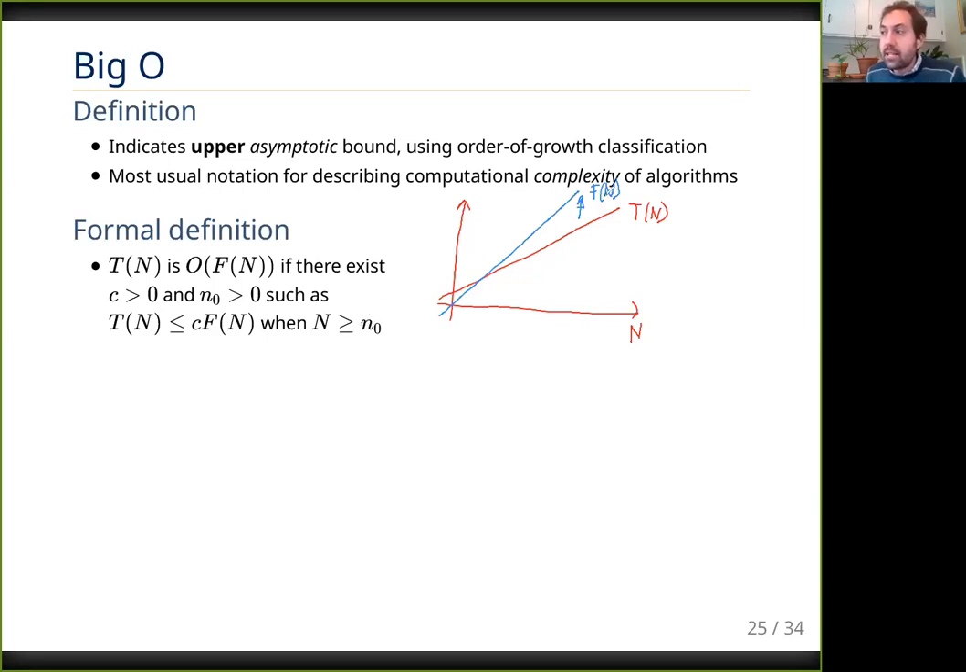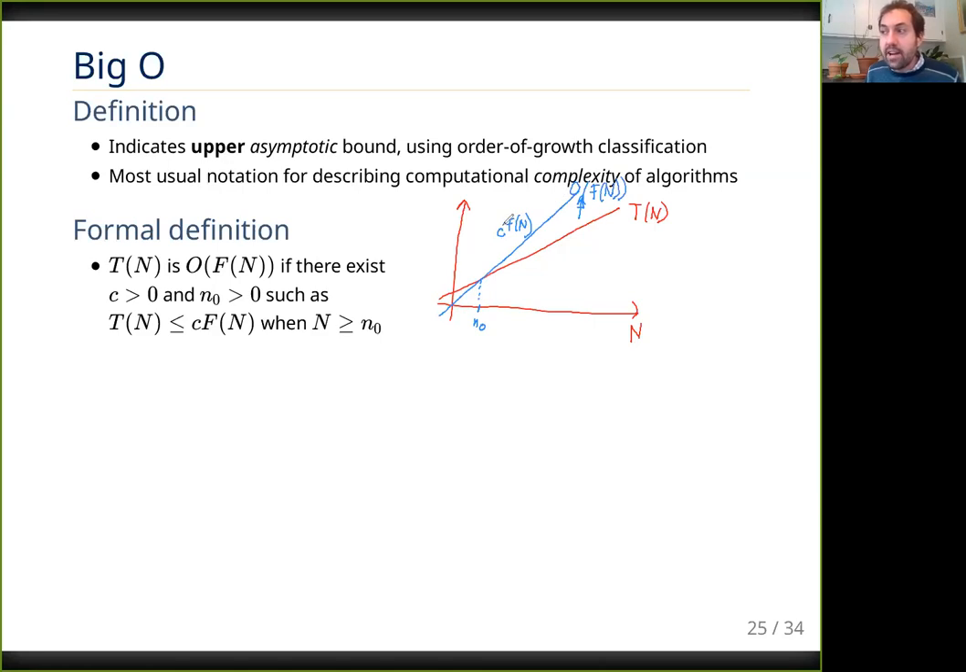What it means is that T of n is O of f of n if we can find a constant c, which is a multiplier to f of n, such that at some point, for a certain value n0, the blue line will essentially always be above the red line.